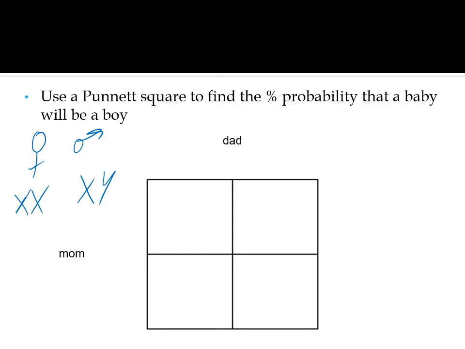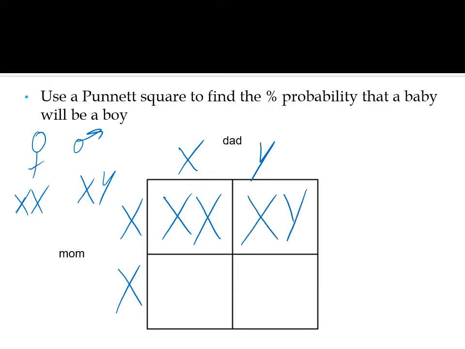Mom only has X chromosomes, so mom can give only X chromosomes to her potential children, where dad might give an X chromosome or dad might give a Y chromosome. So those are going to be our combinations. Let's fill it in. The top left, we get an X from mom and an X from dad. Top right, mom gives that same X, and dad, in this case, might give a Y. Bottom left, mom can give an X and dad can only give an X. And the bottom right, once again, mom can give an X, but dad, in this case, only gives a Y.